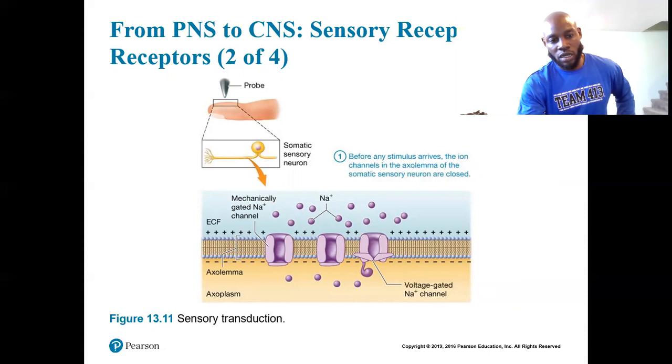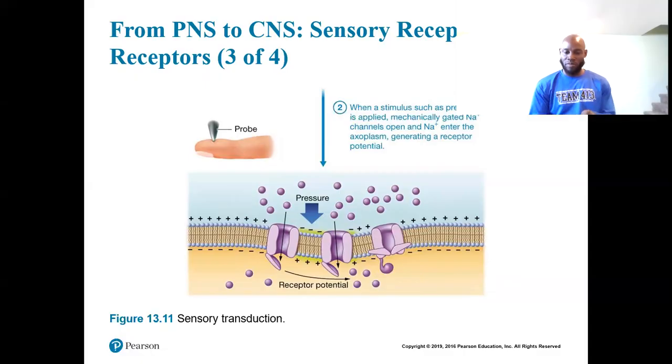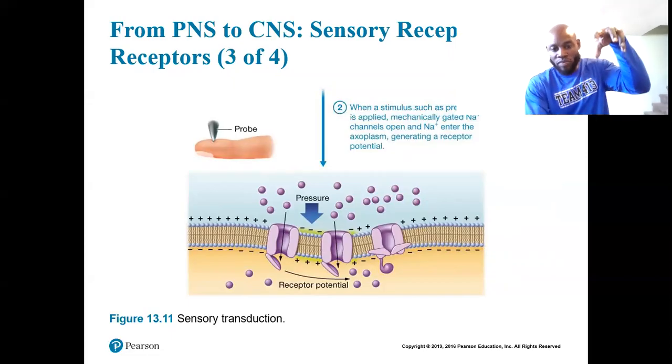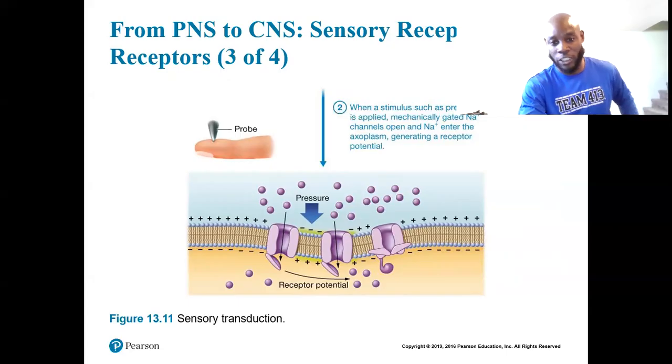But as you touch something, you have a stimulus, something pushes on your finger in this example, the mechanically gated sodium channels. So something pushes on you, you touch something, those sodium channels open up and they convert that pressure from that touch, by opening the channels, into sodium ions flowing in. That's an electrical signal, ions flowing in, depolarization. So the ions open up.